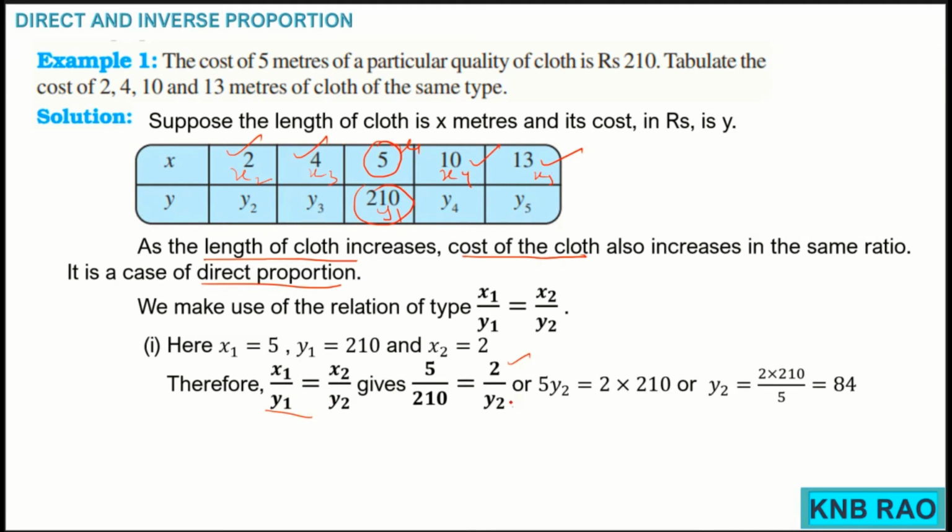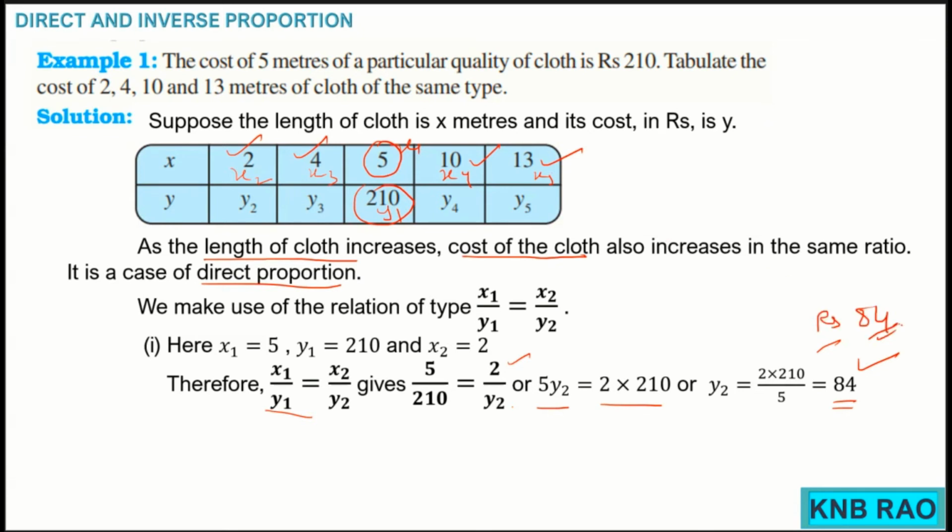With that formula, x1 by y1 equals x2 by y2, I say 5 by 210 is equal to 2 upon y2. Now cross multiplication gives 5 into y2 equals 2 into 210, and y2 we keep as it is. 5 is a multiplicand, so when it comes to this side it divides: 2 into 210 by 5 on simplification gives you 84. Therefore the cost of 2 meters of cloth is 84 rupees.